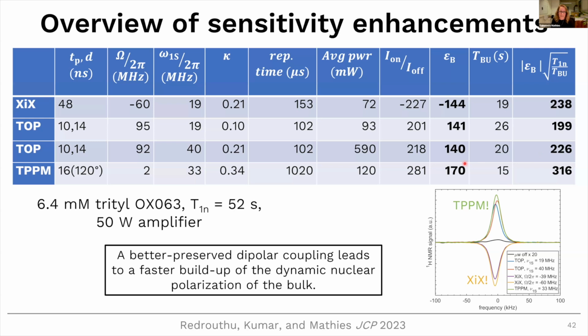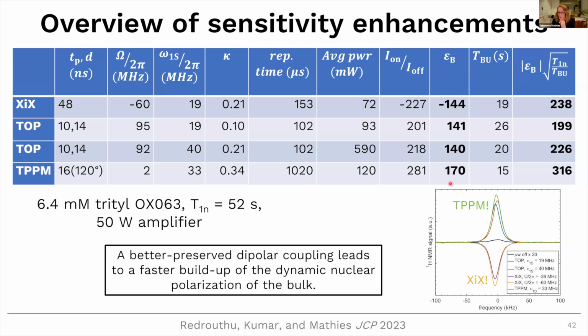What we found, though, is that the scaling factor, so the rate of this transfer, does not relate to the final enhancement that you can obtain. So the final enhancement factors, so that's just measuring on-off, were pretty similar for XIX and TOP DNP. TPPM, though, did much better. But it seems that there are other factors in the pulse sequence that determine this final enhancement.